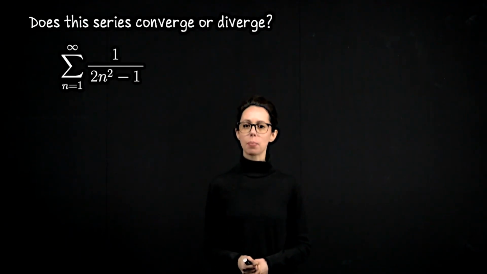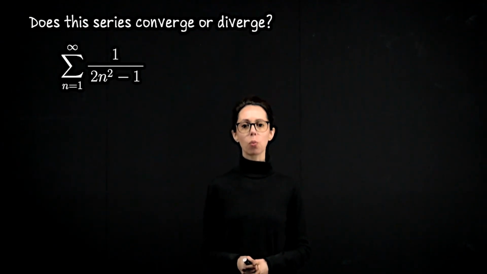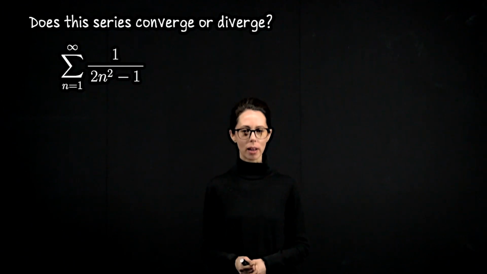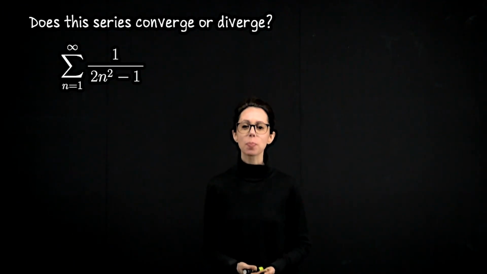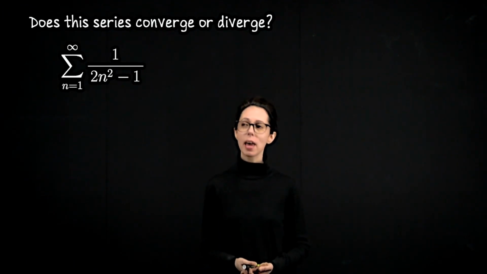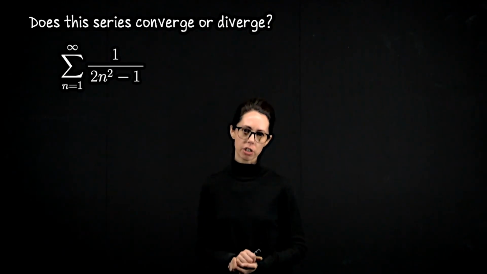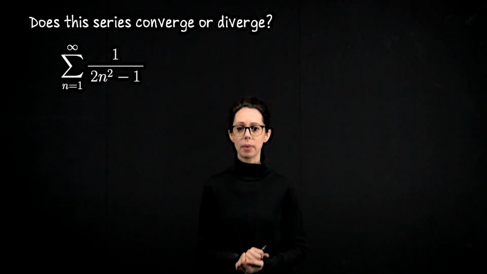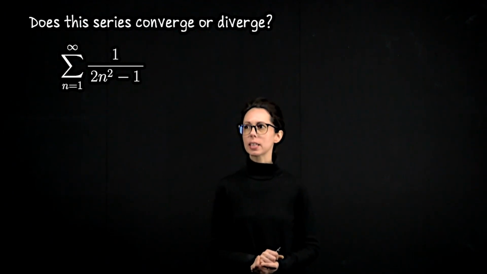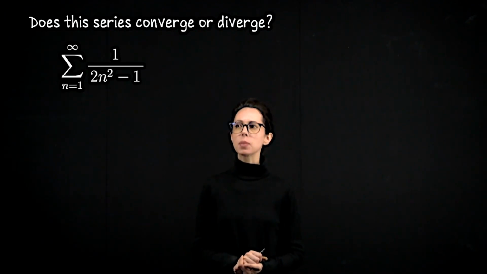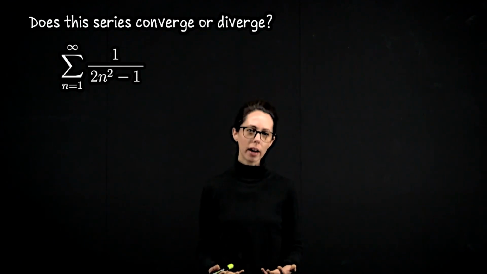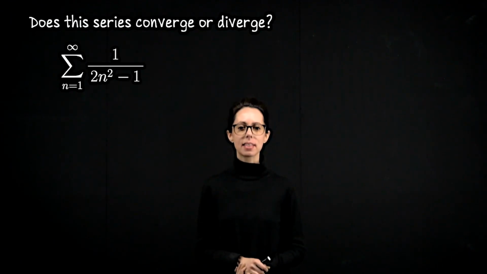For our first example, consider the series whose terms look like 1 divided by 2n squared minus 1. Okay, this isn't a p-series, but it looks a lot like a p-series. Maybe that minus 1 in the denominator isn't going to affect the convergence or divergence if I compare this to an appropriate p-series. So I would look at this expression and say, that reminds me a lot of 1 over n squared. It probably has the same behavior as that series.